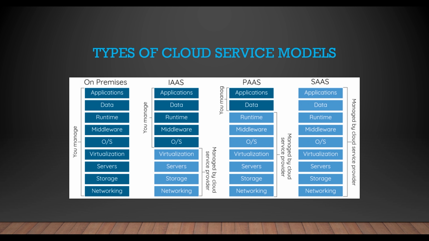At some point, a service provider came in and told you, we will manage virtualization, servers, storage, and networking, and you just have to manage the application, data, runtime, middleware, and OS. That was how infrastructure as a service came into existence. So you only need to manage the application, data, runtime, middleware, and the operating system. You don't really need to manage the physical hardware. Examples of infrastructure as a service would be Compute Engine, Amazon EC2 instances, etc.